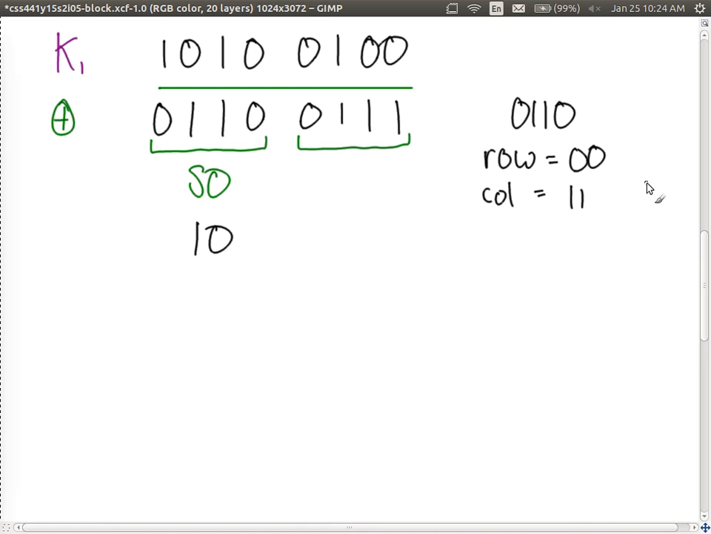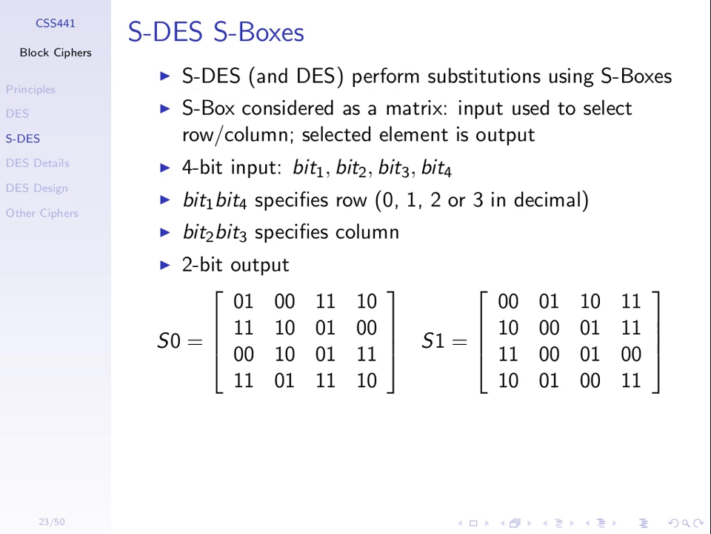In decimal, that will be 0 and 3. We just convert. So row 0, column 3, which is the fourth column, we start index at 0. The output will be this element. And it's fixed. It's always that value for that element, 10.